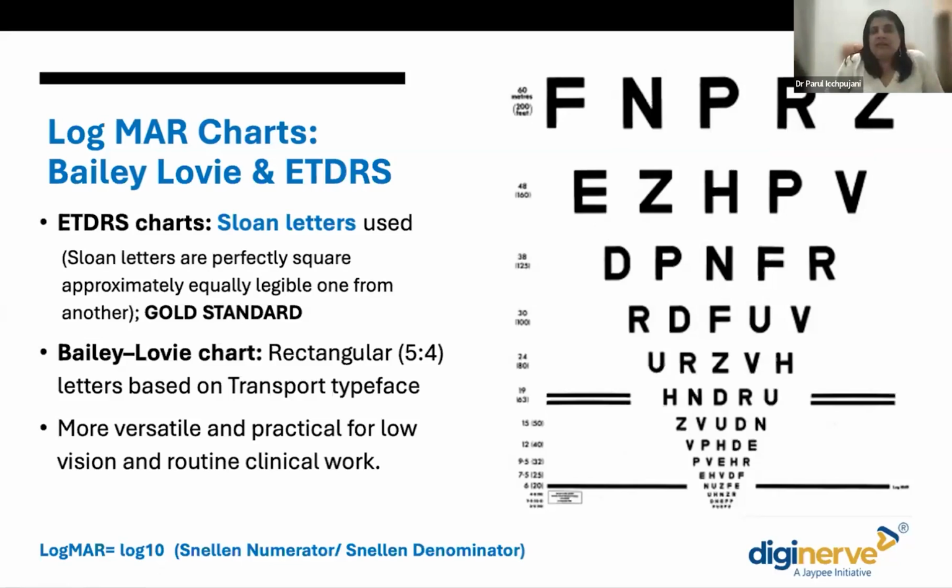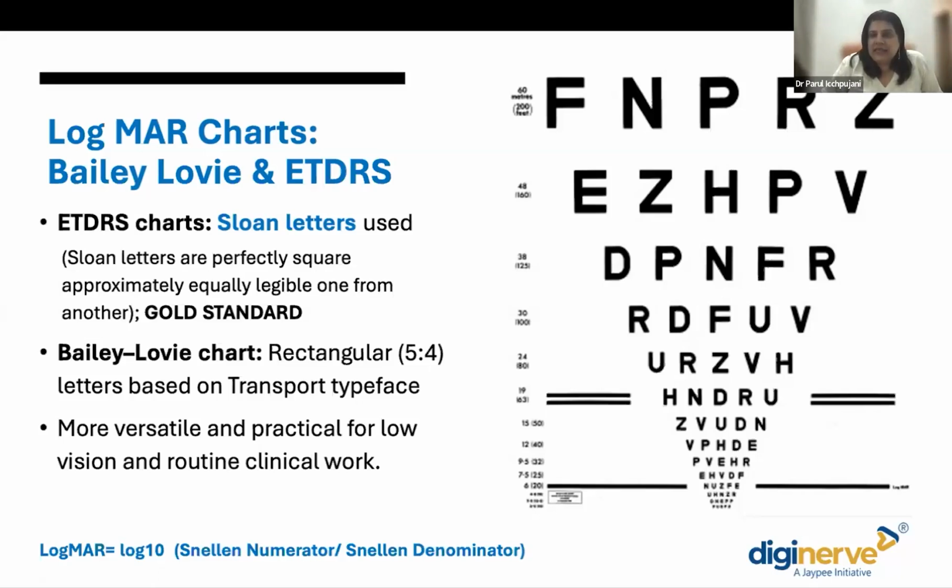Now, this chart has something called Sloan letters. Sloan letters are perfectly square, approximately equally legible one from the other. So this alphabet is in a perfect square. A similar logMAR chart is the Bailey-Love chart, which has rectangular letters in the ratio of 5:4, and it's based on a transport typeface. So it's important for you to remember that logMAR charts are of 2 types, ETDRS and Bailey-Love. The ETDRS is the gold standard and it has Sloan letters.